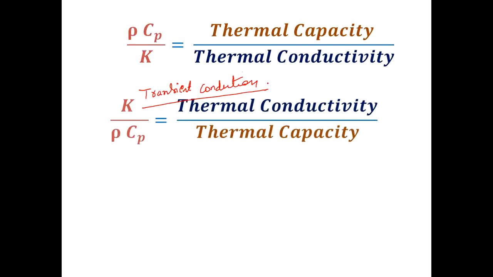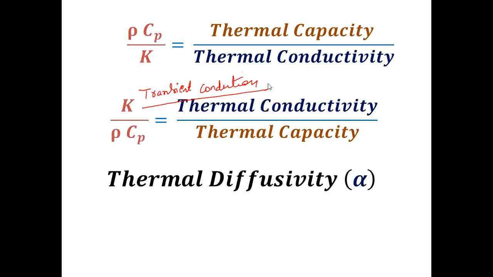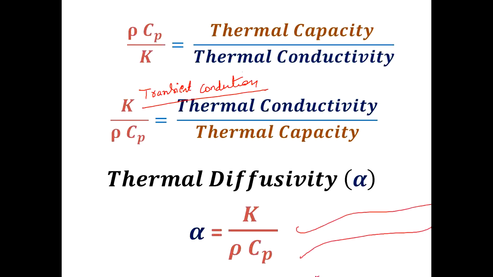Now I will reverse that one. Then K by rho Cp is what we call alpha, thermal diffusivity. What do you mean by thermal diffusivity? Here thermal energy, that is heat energy, will flow like waves. That is what is called diffusion, thermal diffusion, depending upon the density of the material, specific heat of the material, and thermal conductivity of the material.